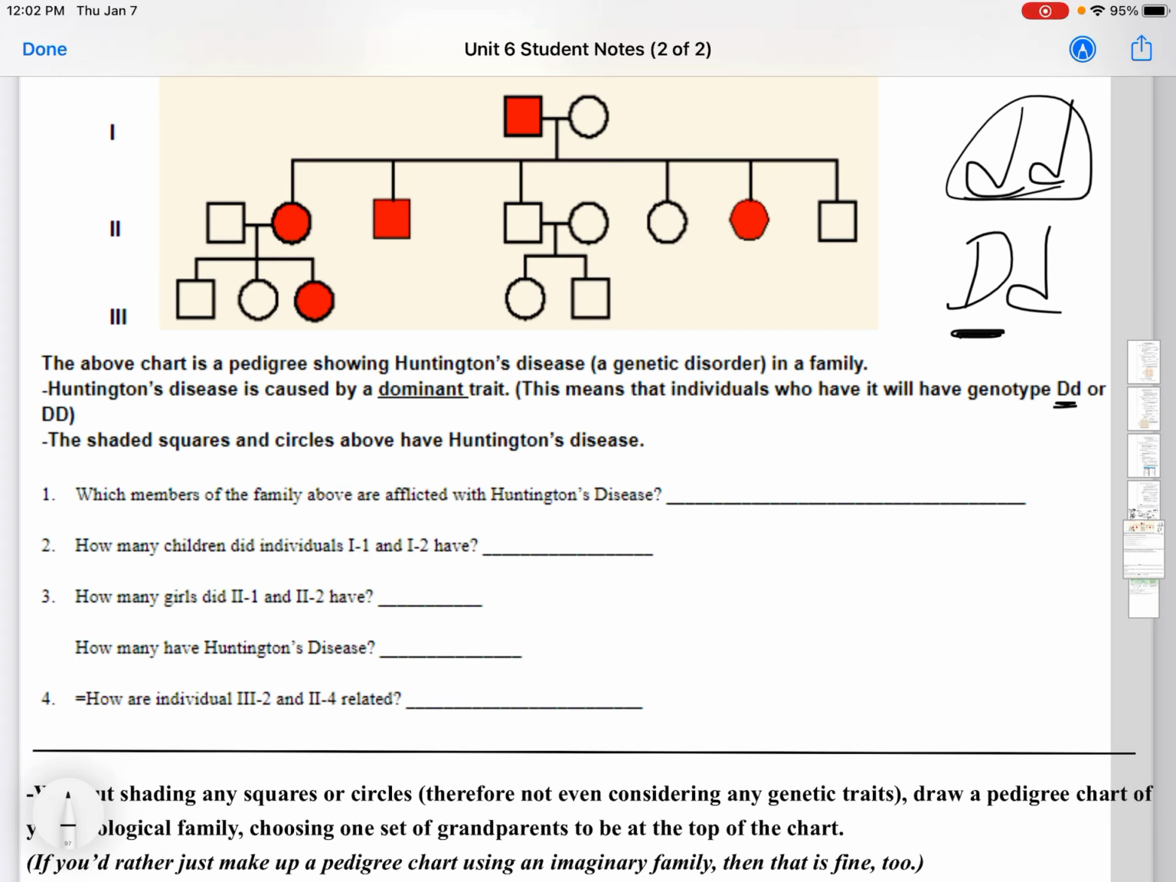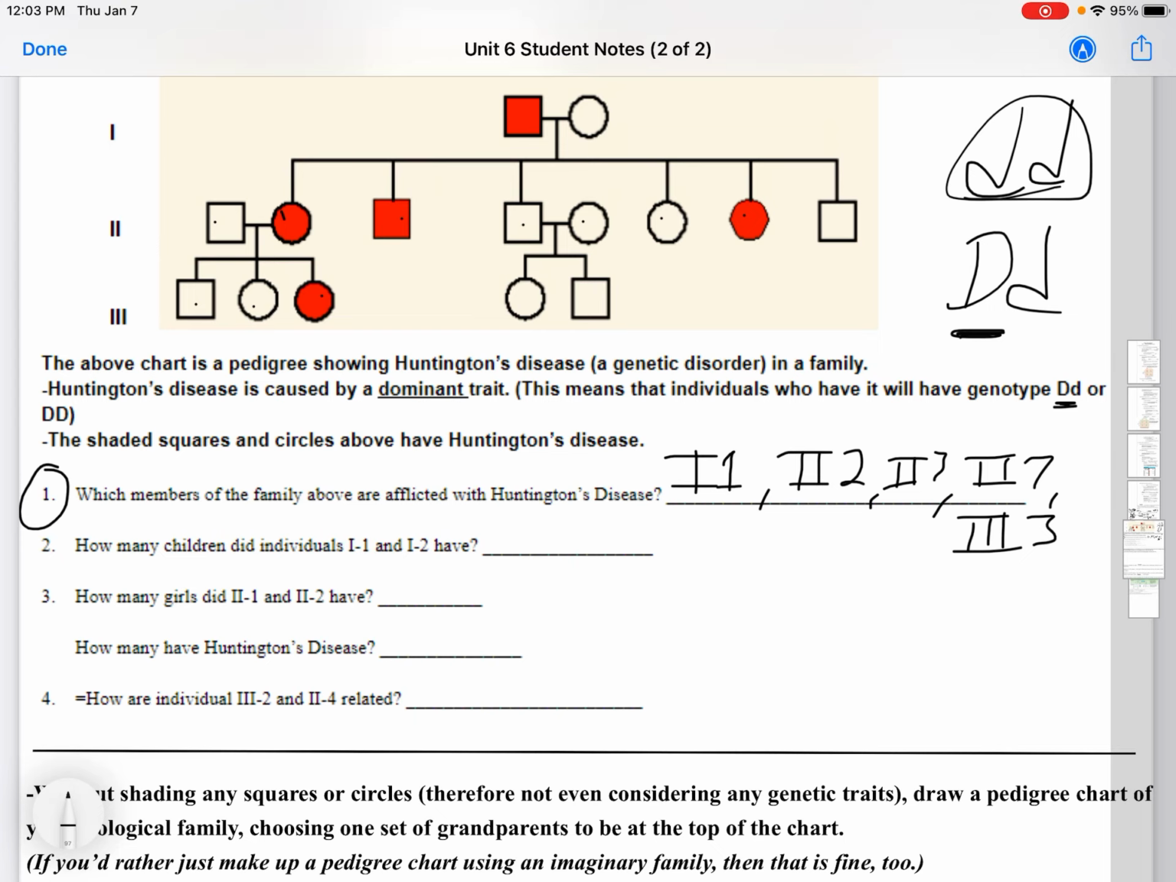So let's just look at this for practice. Understand how to read a pedigree. Which members of the family, looking at number 1, above are afflicted with Huntington's disease? Well, the ones that are shaded. So individual 1, 1, individual 2, looking at the generation there on the side, 2, 2, individual 2, 3, like we said in our example, 2, and we go 1, 2, 3, 4, 5, 6, 7, okay, and then also one individual in generation 3, and then 1, 2, and 3 over, going left to right, 1, 2, and 3.